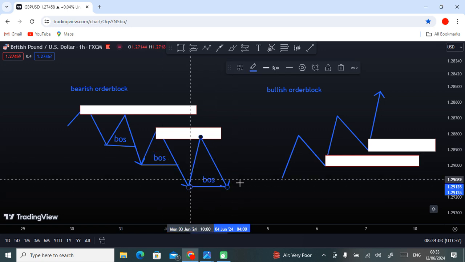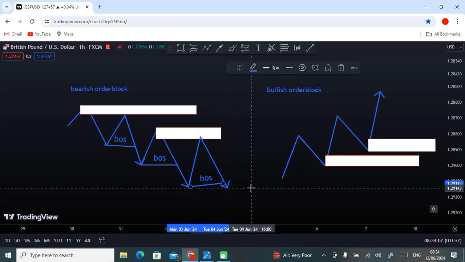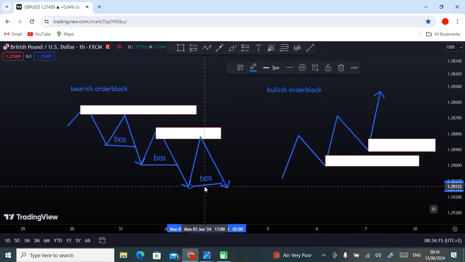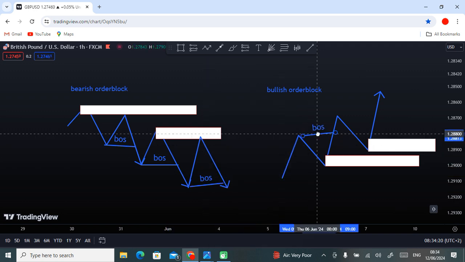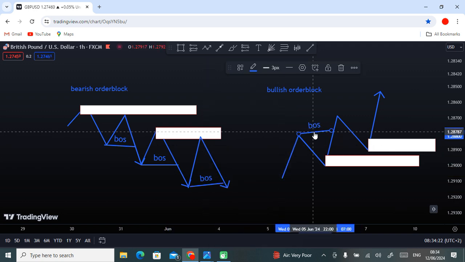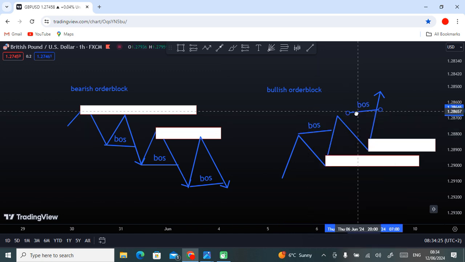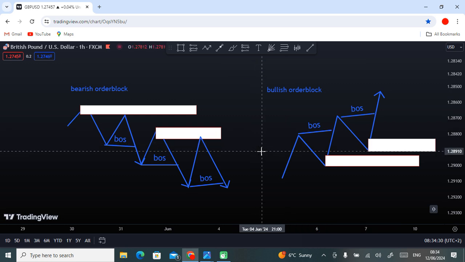So these are break of structures. Even here we'll have that break of structure. Here on the uptrend we'll have a break of structure going to the upside. Let's just clone this again. We'll just have the break of structure going to the upside. So now we've seen our line examples.